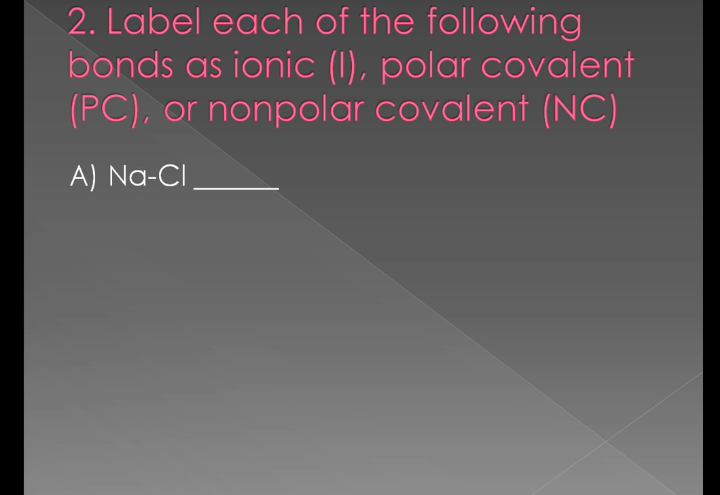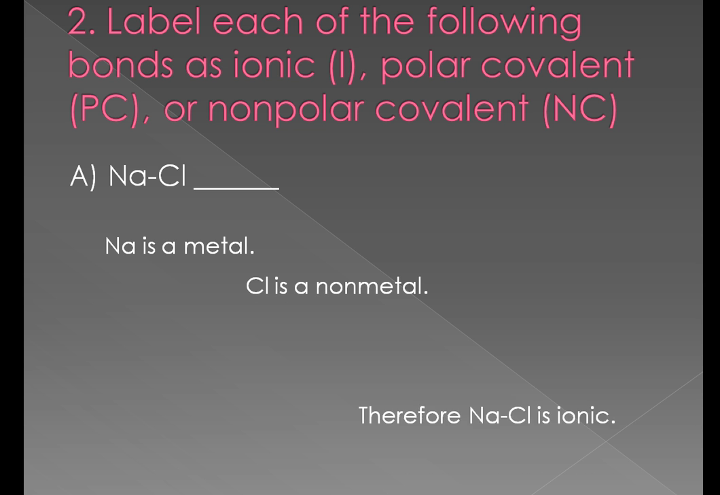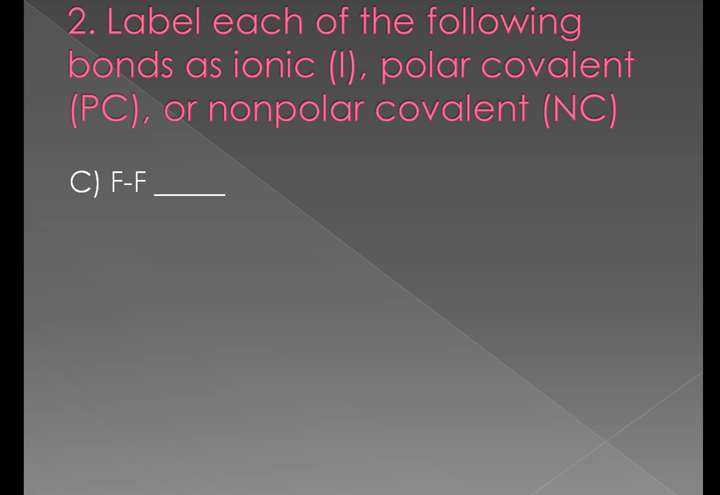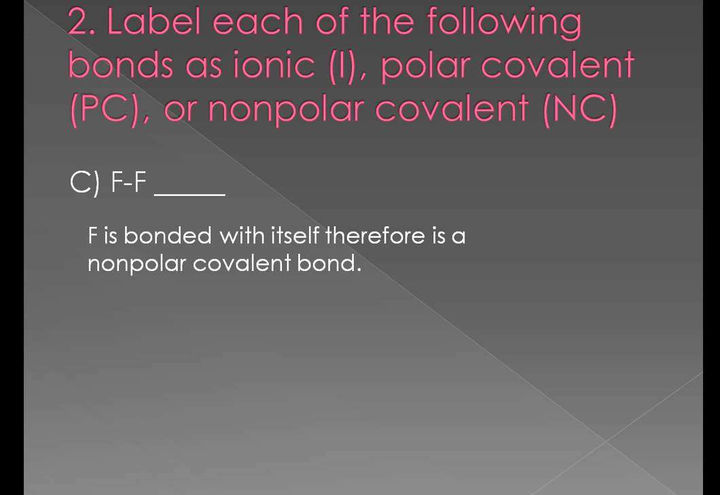2. Label each of the following bonds as ionic with an I, polar covalent with a PC, or nonpolar covalent with an NC. Start by trying out NaCl. First off, we see that Na is a metal and Cl is a nonmetal, therefore NaCl is ionic. Next we have F2. F is bonded with itself, therefore it is a nonpolar covalent bond.